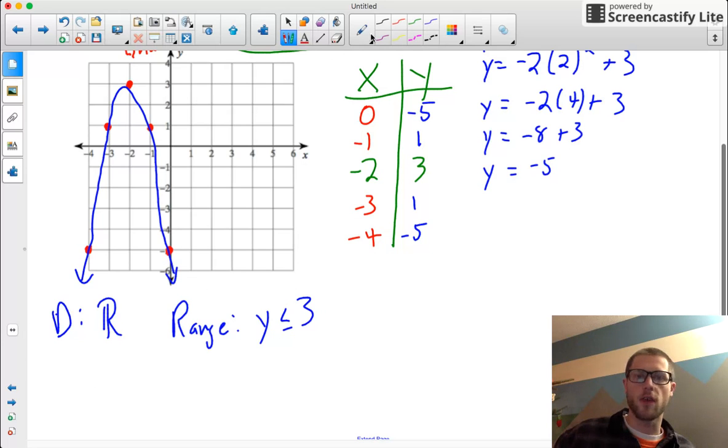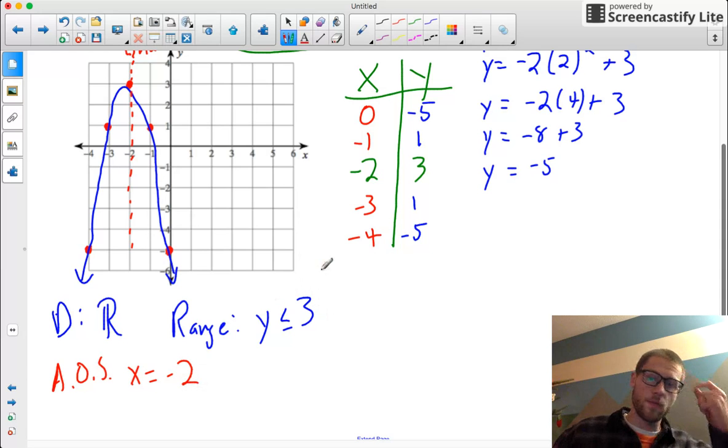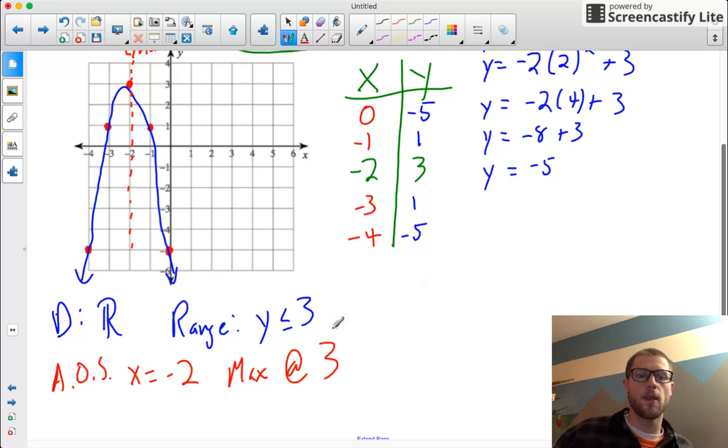Let's see, what else? I've got an axis of symmetry that goes through the vertex. And that axis of symmetry is going to be given by the equation x equals -2. I could say that I have a max. Since this is the highest point on my graph, the max is at, the y value is 3, so the max is at 3. And I already said concave down, it's narrower.